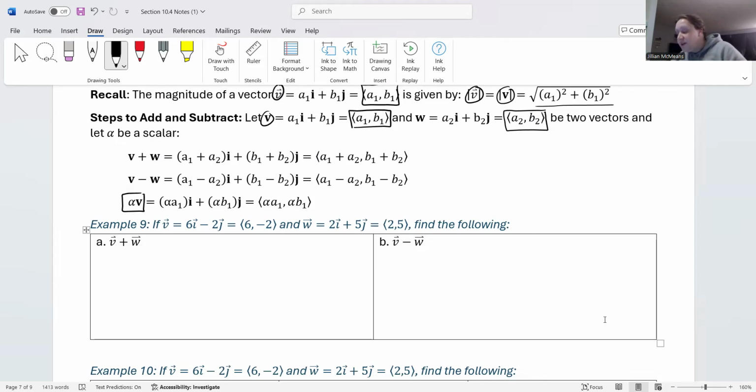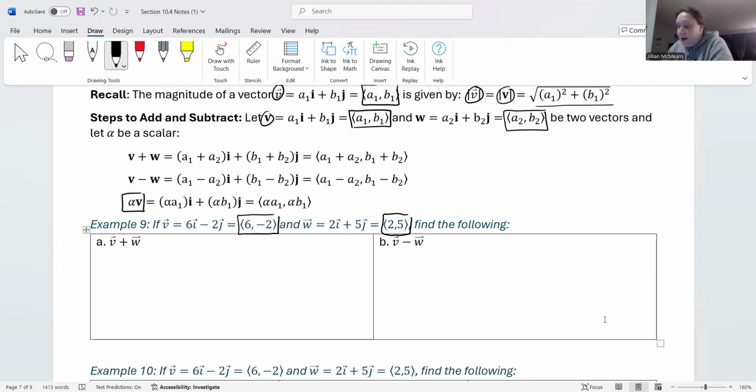Okay, so for example 9, it says that v is going to be the position vector 6 comma negative 2. So you can see we have it in component form, 6 times vector i minus 2 times vector j. And then we have vector w, which is 2 times vector i plus 5 times vector j. So I like to use the position vectors. They're just less clunky. They're less busy. I like them. They're just more palatable for me, okay?